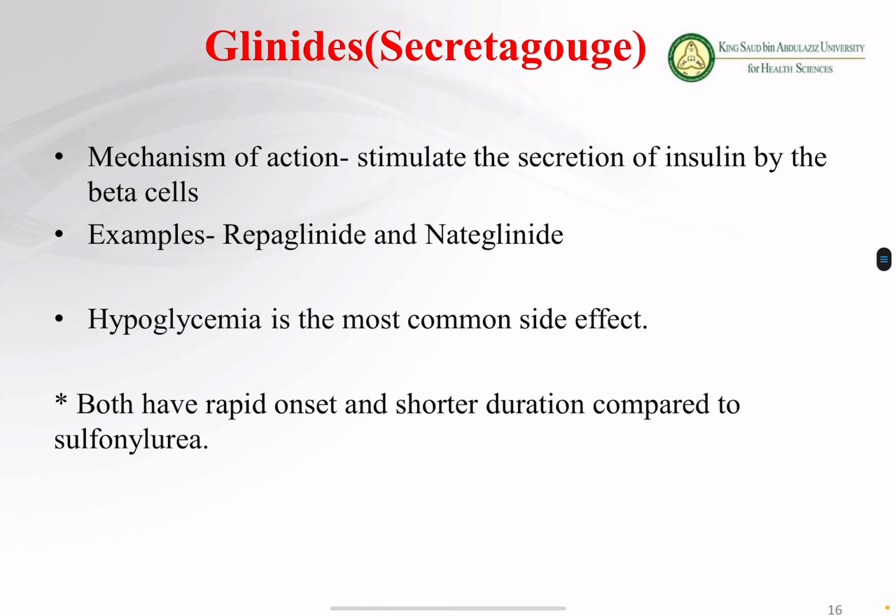So after sulfonylurea, the second one here we have is glinides, which are also secretagogues. What is their main mechanism? Their main mechanism again is to stimulate the secretion of insulin by the beta cells. That's why they are also called secretagogues. What are the examples? We have two main examples: repaglinide and nateglinide. These are the two drugs included in the glinides category.